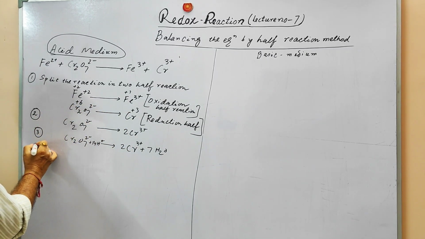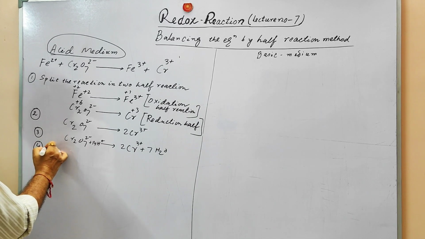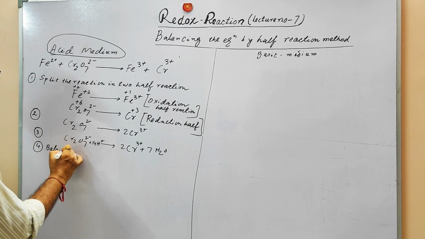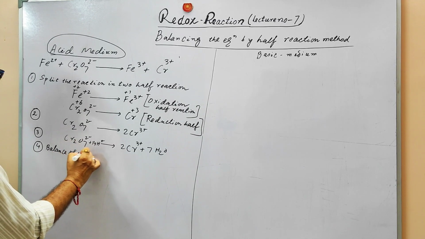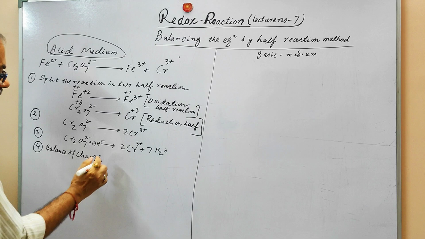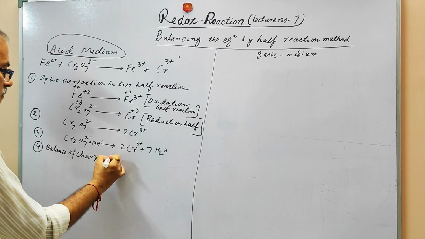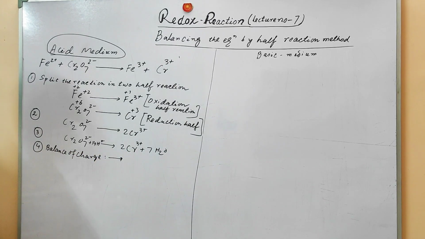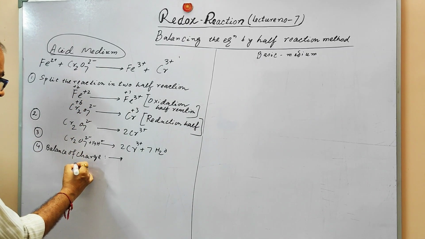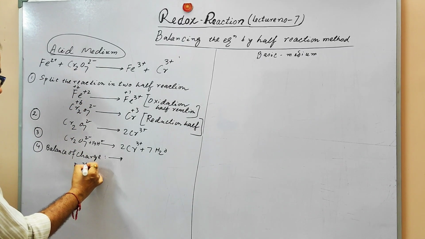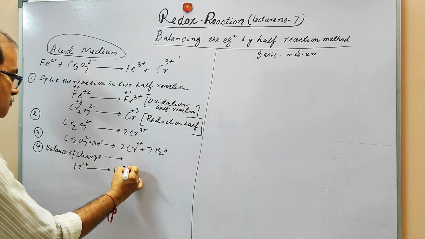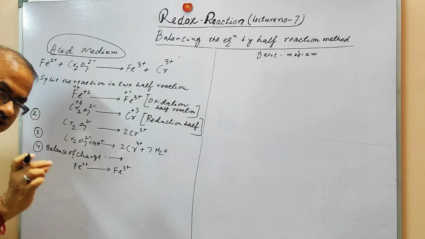Now, the fourth step, we will balance the charges. Balance of charge. It is a very important and interesting thing. There are 2 half reactions. In the first half reaction you can see Fe2+ goes to Fe3+. So here there is a 2 positive charge.